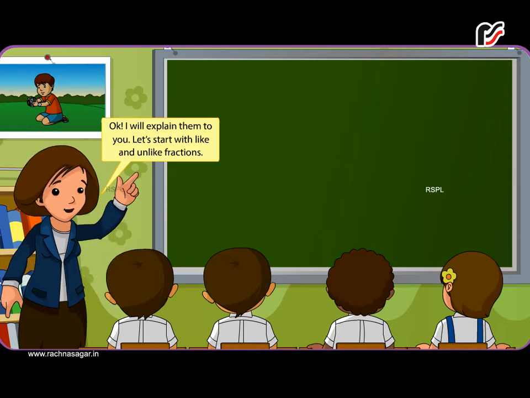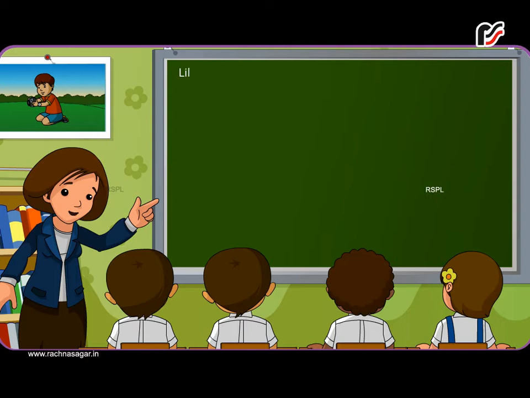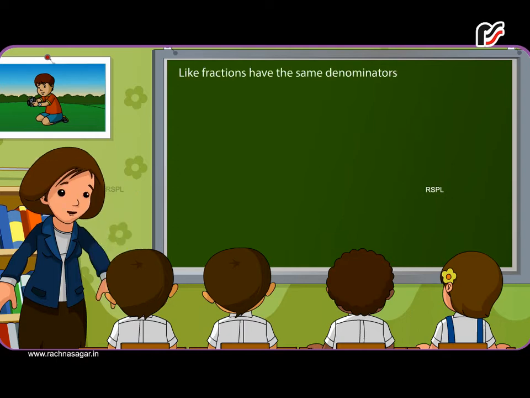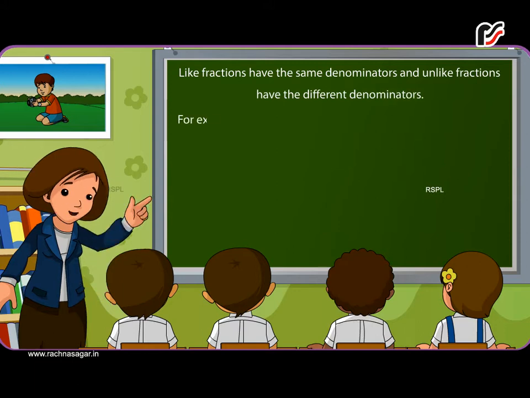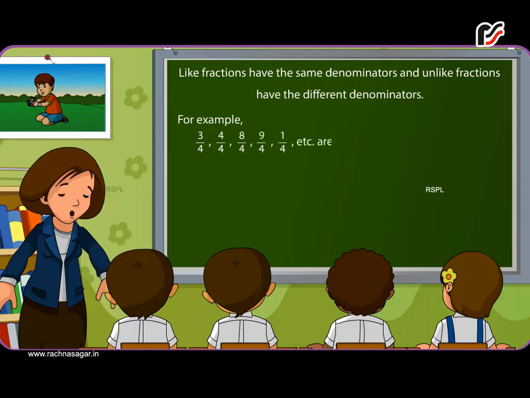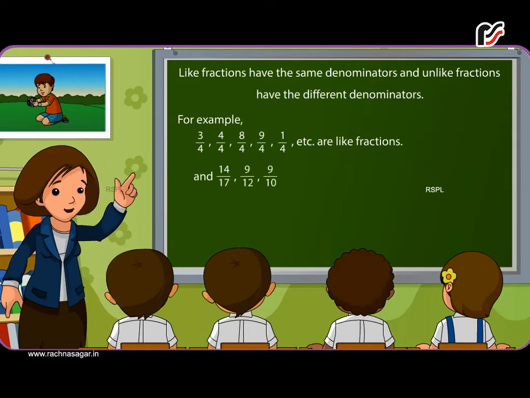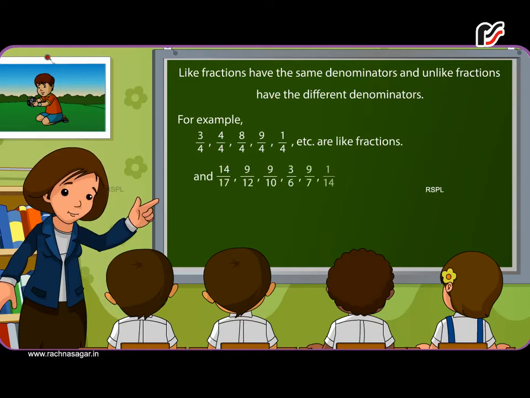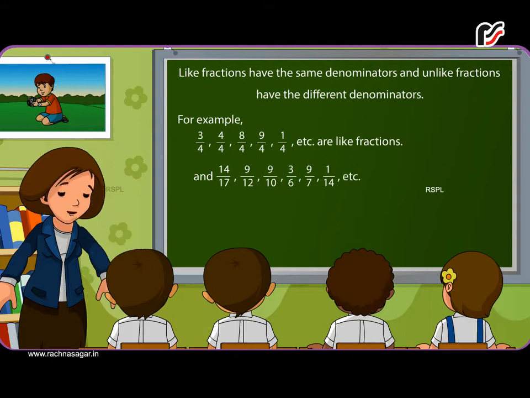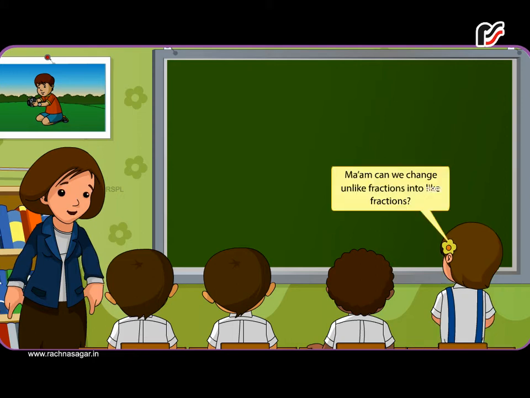Let's start with like and unlike fractions. Like fractions have the same denominators and unlike fractions have different denominators. For example, 3/4, 4/4, 8/4, 9/4, 1/4, etc. are like fractions, and 14/17, 9/12, 9/10, 3/6, 9/7, 1/14, etc. are unlike fractions. Ma'am, can we change unlike fractions into like fractions?